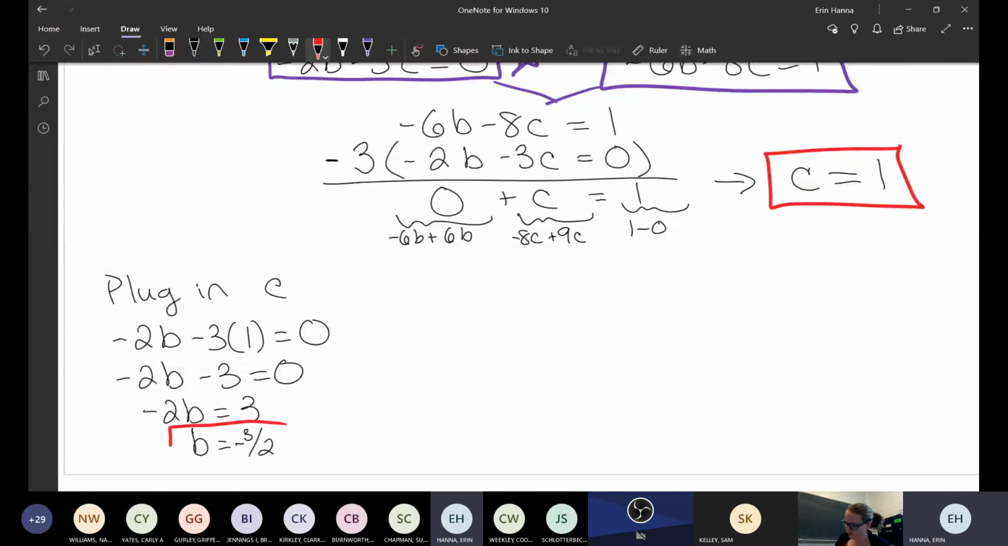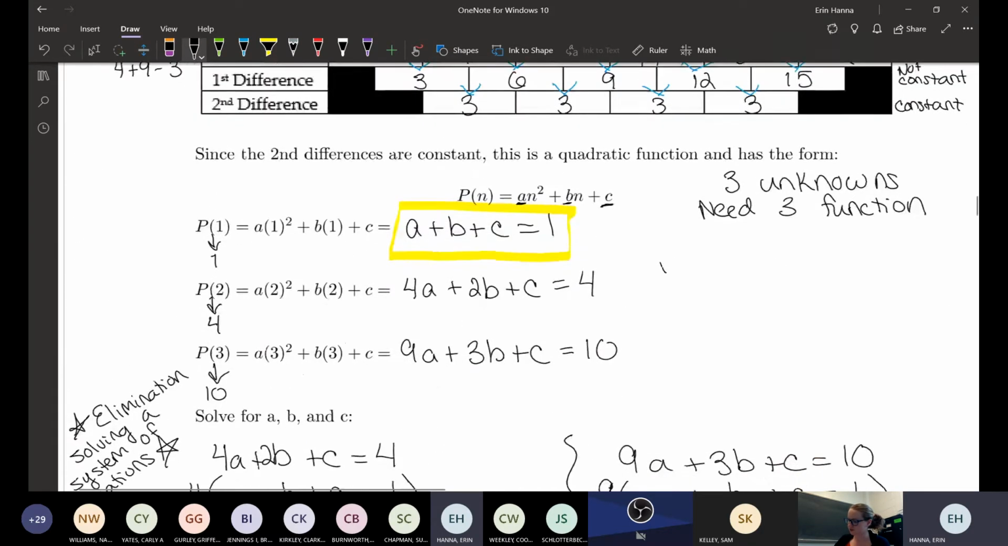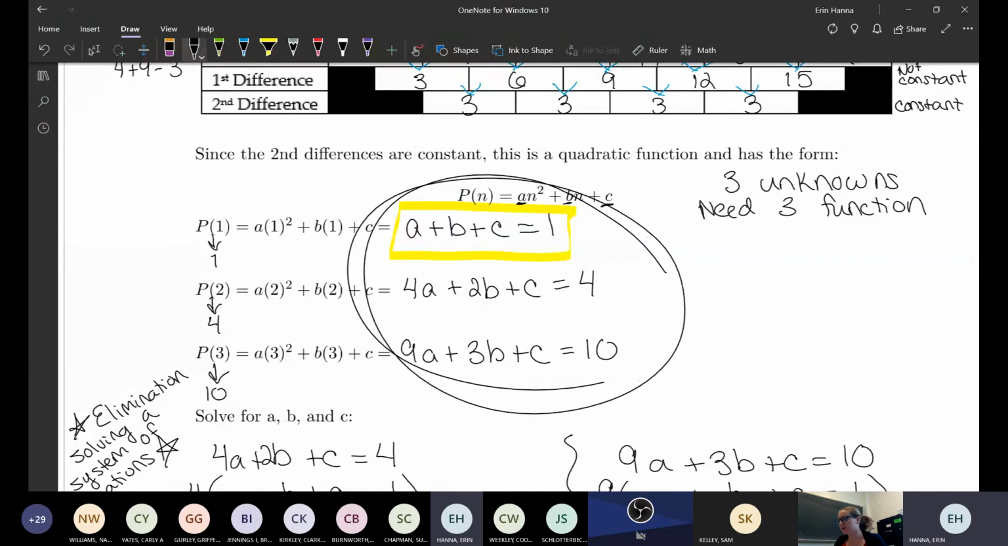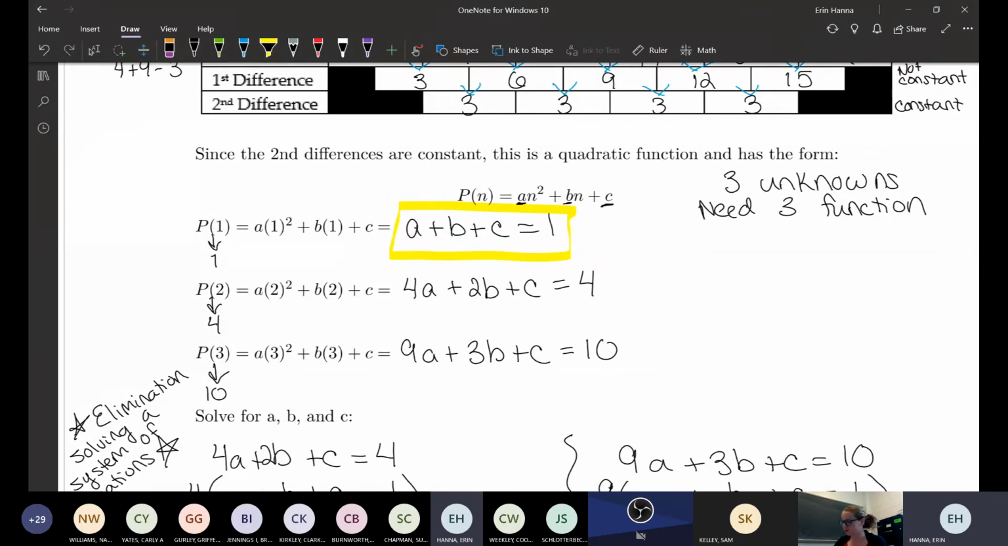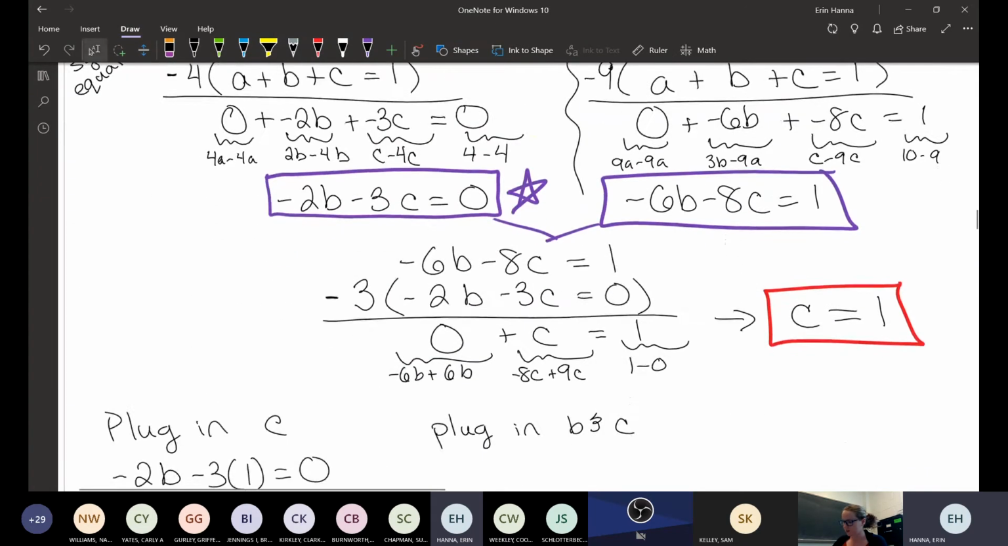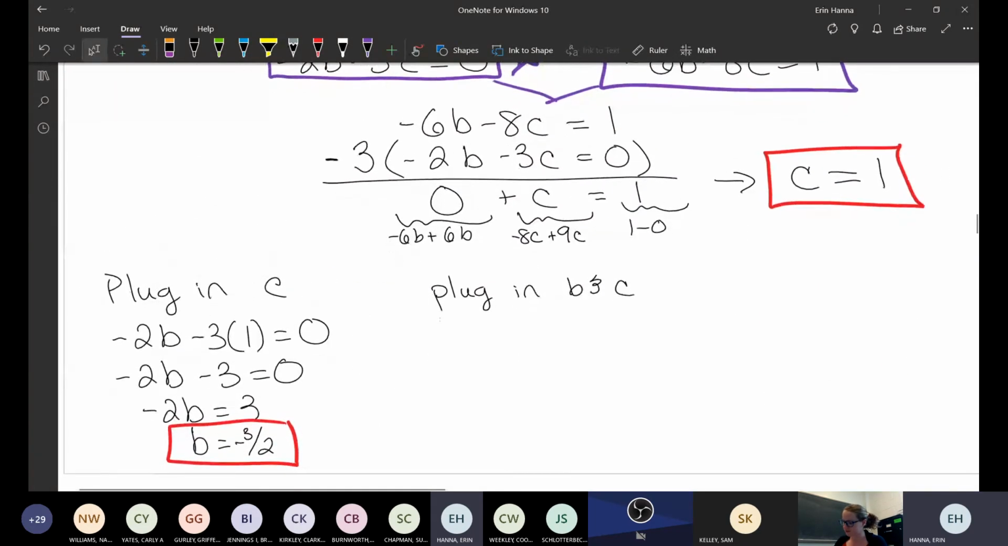So now we've found the second value that we needed. So now we plug in B and C into essentially whichever one of these equations makes us happier. I would say plug it into A plus B plus C equals 1, because you don't have to multiply things by anything. But that's just my own personal preference.